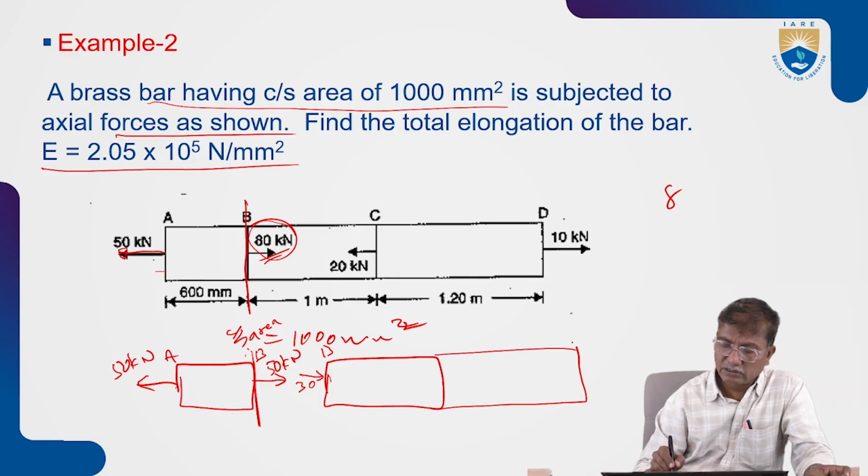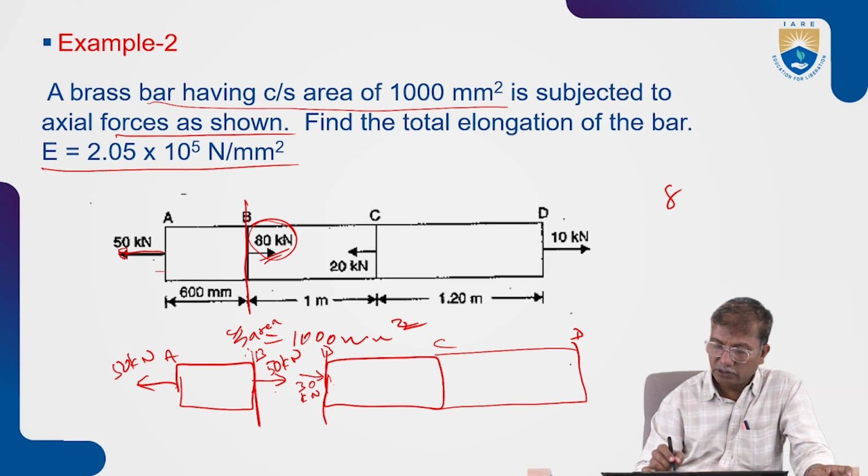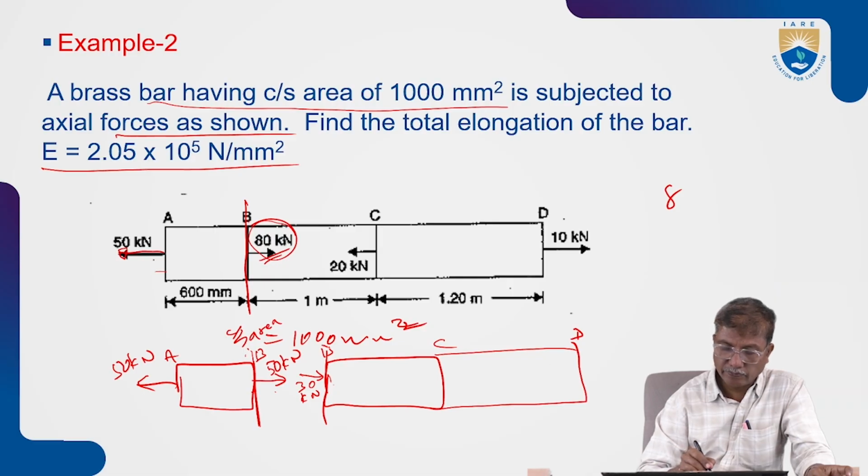And you consider B, C, D now. 50 plus 30, total is 80. Total force at section B is 80: 50 on AB and 30 on BC or BD, you can say, the remaining portion. And how about the force at section C? It is 20. And the force at section D is 10.